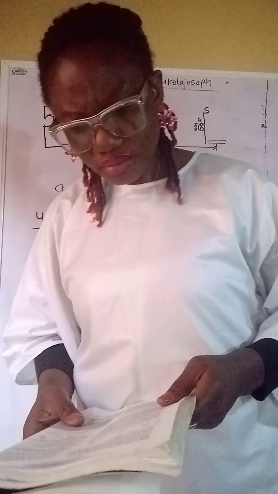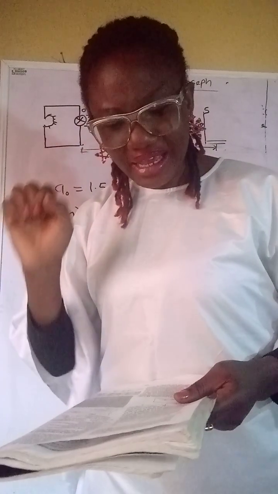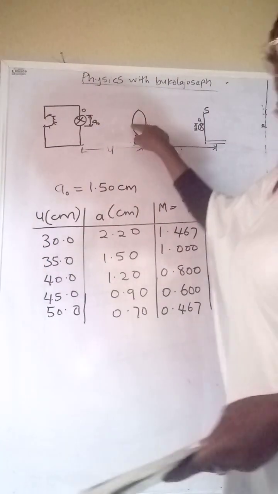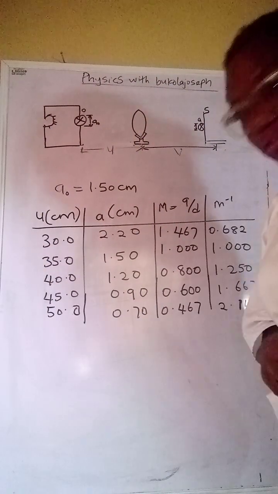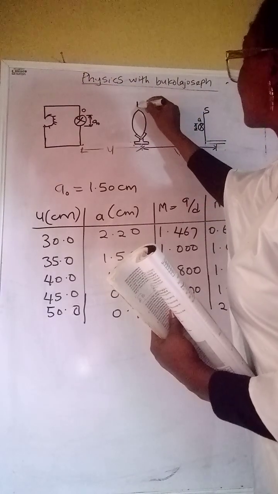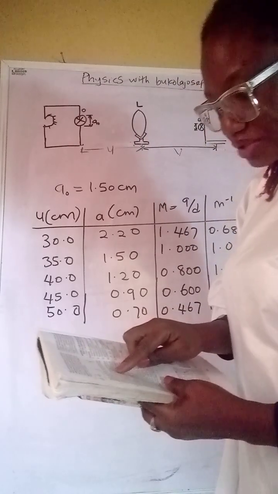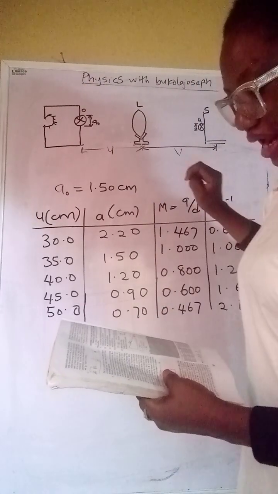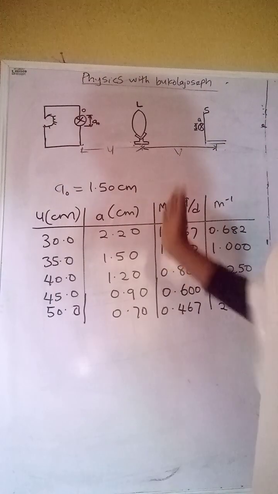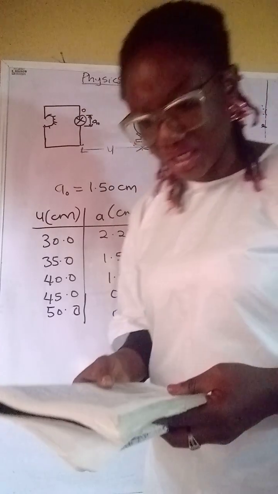Let's go. Instruction 2 says, place the object O and the screen S on opposite sides of the converging lens L. So this is our converging lens, though I didn't label it. Let me do that. Okay, this is the converging lens L. This is the object O, and this is the screen S, on the opposite side of the converging lens. So this one is here, this one is on the other side of the converging lens. Let's go with the next instruction.